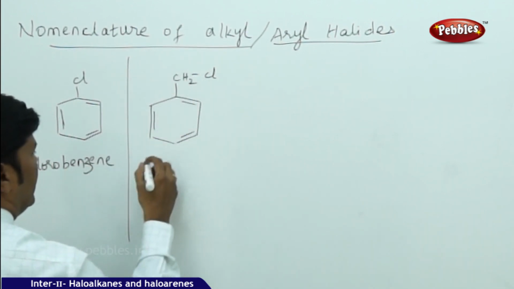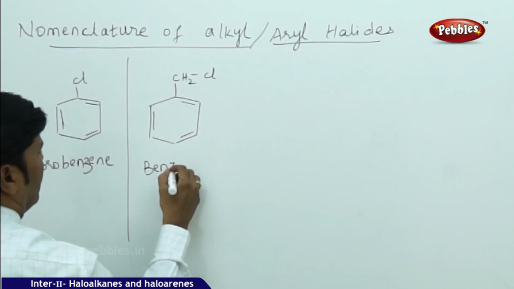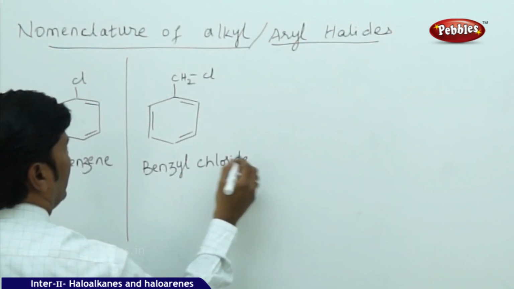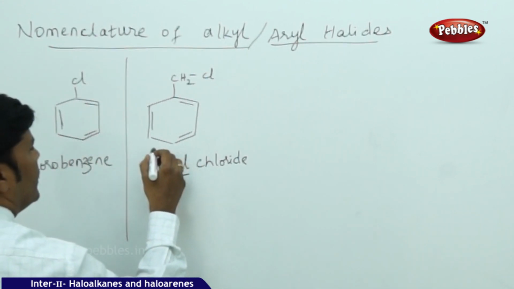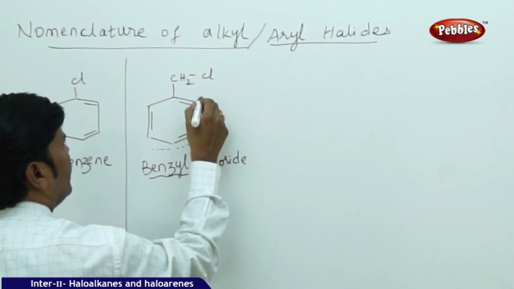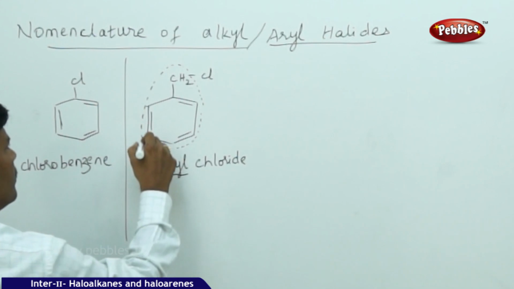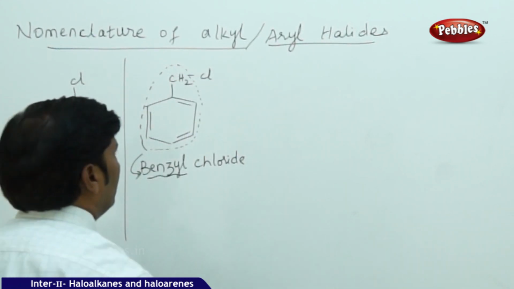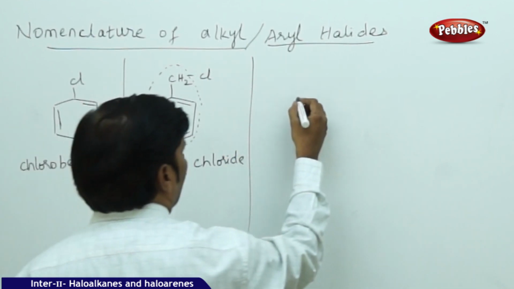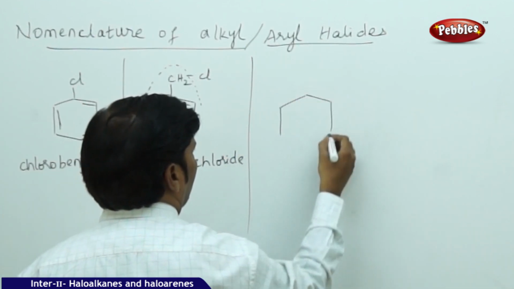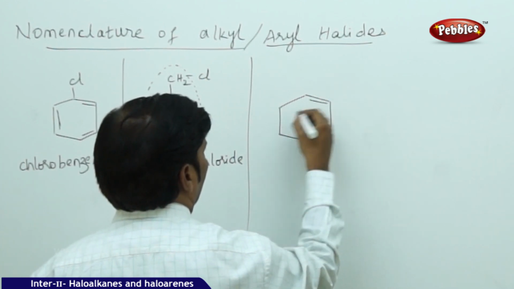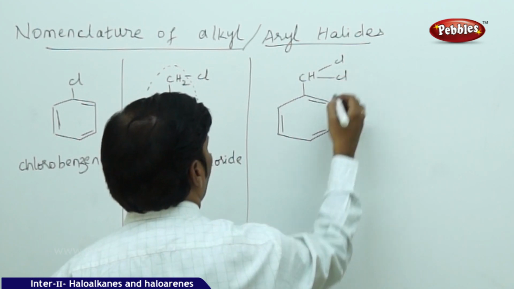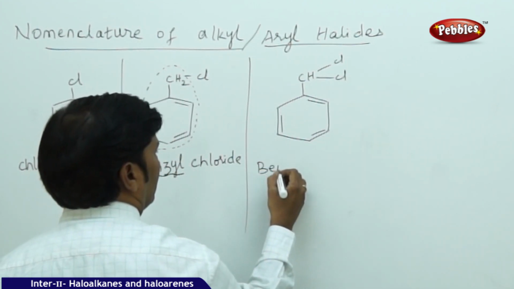This is benzyl chloride. We are using this word benzyl because the benzene ring along with the CH2 group, we just name it as benzyl, and the chlorine is attached to this benzyl chloride. Likewise, you can also take, say for example, if the carbon is attached with 2 chlorines, it is benzal.